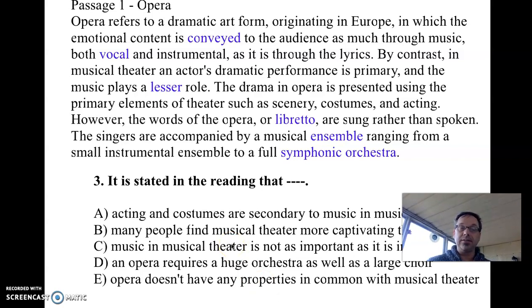Go ahead and pause. If you chose C, you are correct, right? Music in musical theater is not as important as it is in opera, right? So in musical theater, an actor's dramatic performance is primary, so the actor's performance is most important, the music is lesser, right? Not as important as, right?